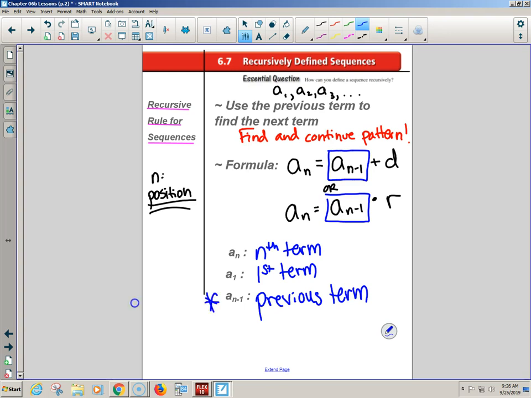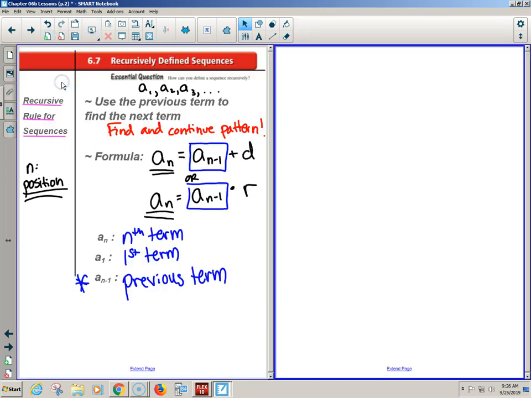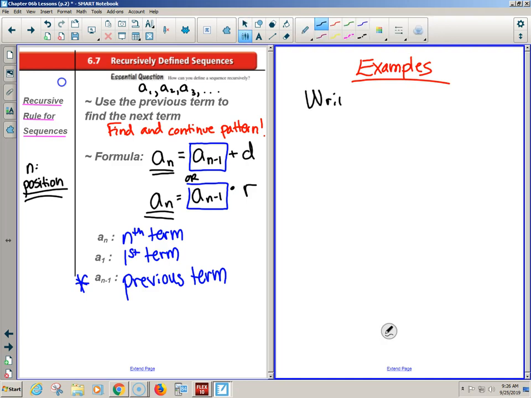Our goal: find and continue a pattern. For a recursive rule, we say to get that nth term, whatever the pattern is, we do it to the previous term. So let me give you a couple examples from section 6.6. Let me dual page it over. So examples. What if we were trying to write or make a recursive, that's the snazzy new term.